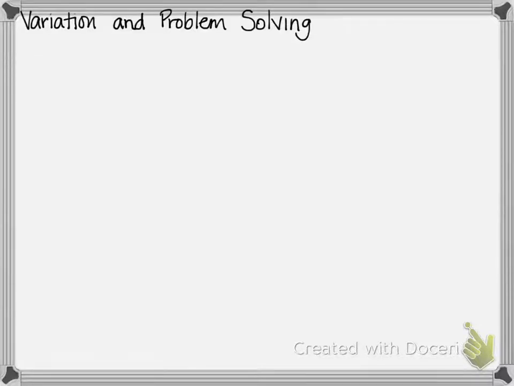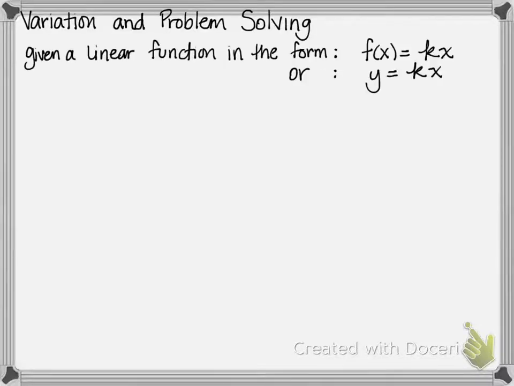This lesson is on variation and problem solving. Variation is when we're given one type of variation. There's two different types. The first type we're going to look at is when we're given a linear function in the form of f of x equals kx, or y equals kx.